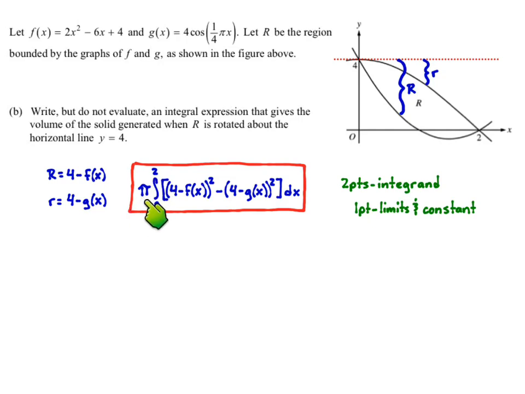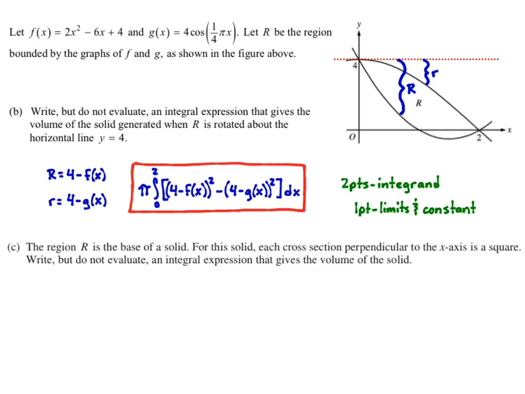If your pi is on the inside of the integrand, as long as you're multiplying it to both terms, that would also be okay. All right, so for part C it says let the region R be the base of a solid. So I hear that and I'm thinking cross sections. I'm thinking volume of cross sections. For this solid, each cross section, perpendicular to the x-axis, is a square. Write but do not evaluate an integral expression that gives the volume of the solid.